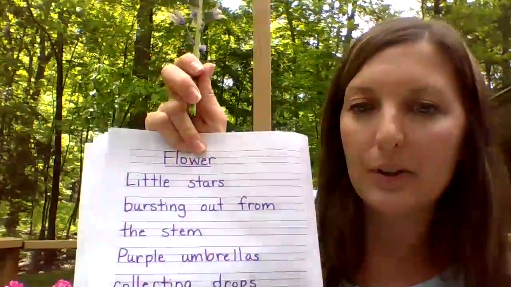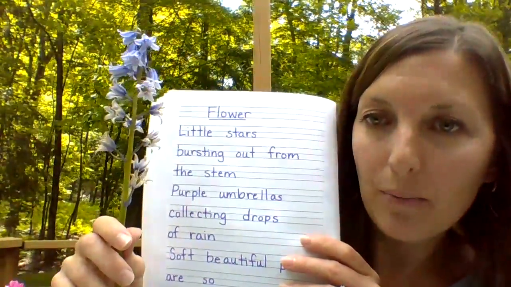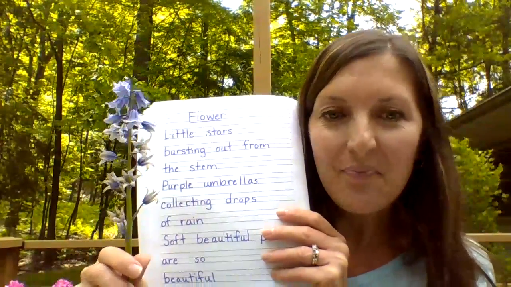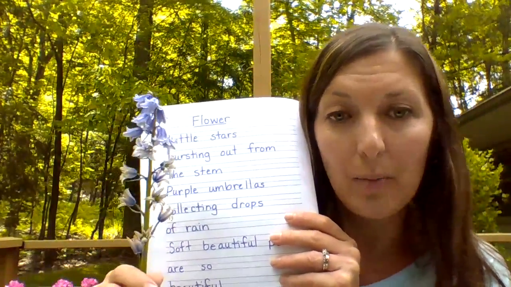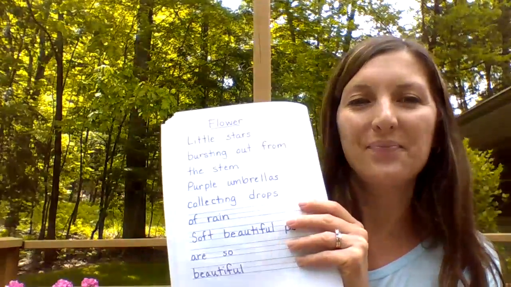Now, did I sit there and say this is a purple flower and it is pretty? No, I try to look at it in a whole new way and describe it as stars bursting and umbrellas collecting rain. And I try to use my senses to describe what it feels like and looks like.